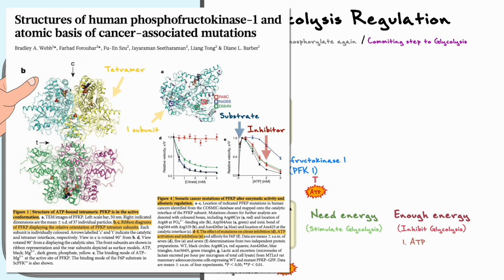The reason for this shift in enzymatic activity is because PFK1 has low affinity inhibitory binding sites for ATP, so when ATP accumulates, which indicates an excess of energy, the extra ATP can bind to the inhibitory sites of PFK1.